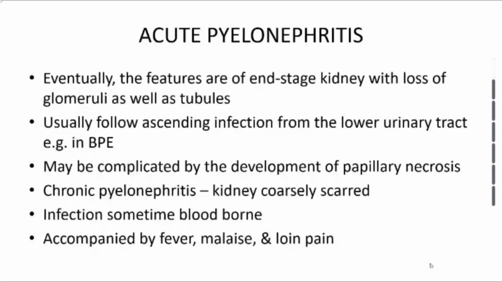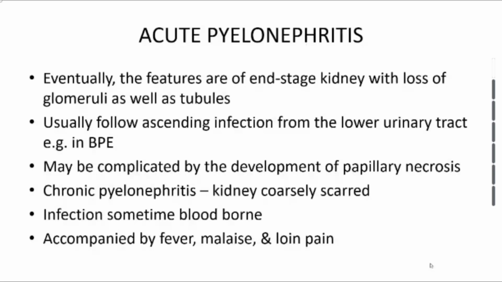So eventually, of course, the features are of end-stage kidney with loss of glomeruli as well as tubules. Finally, if you don't control it, it will affect the entire kidney. Even the glomeruli end up being affected because there will be fibrosis, and that fibrosis will end up affecting every part of the kidney.